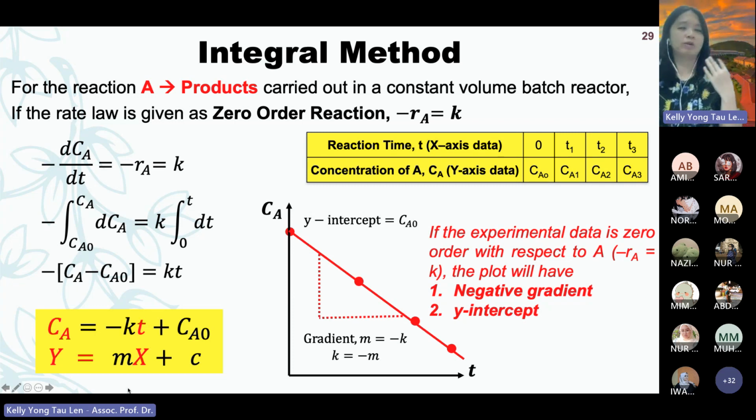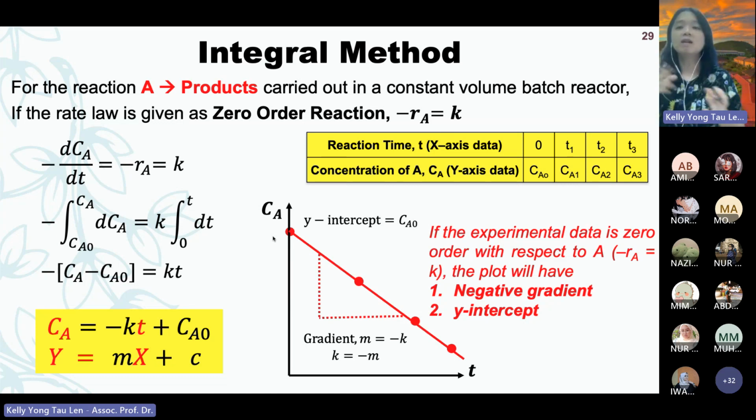Okay, so you can see from the equation, your gradient is equal to negative K. Dan sebab nilai gradient tu negatif kan, sebab tu kamu akan dapat K yang positif. Sebab negatif K sama dengan gradient. Gradient tu nilai negatif, baru negatif tu terbatal, baru kamu dapat K yang positif. Sebab nilai K kena nilai positif. Right, so that's how you get your value K, and you verify the reaction order is zero order.